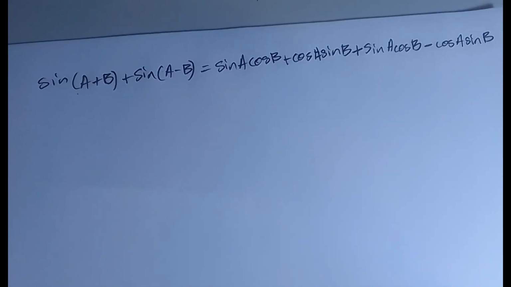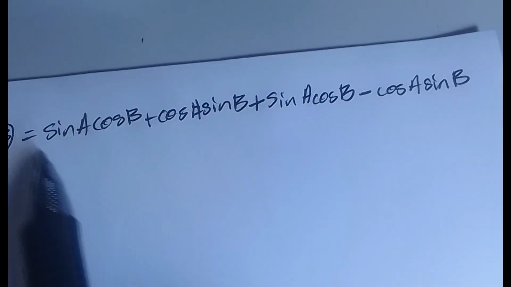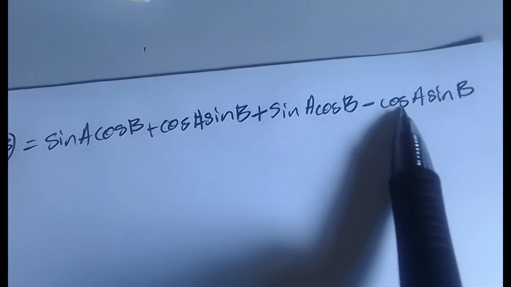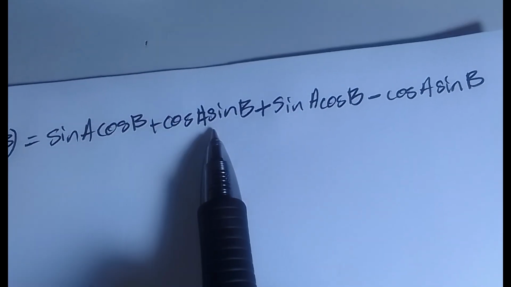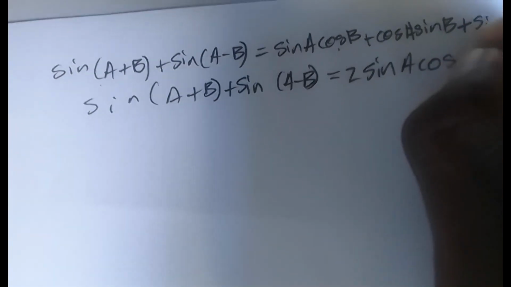Okay, now let's zoom into this chart. You see, you have sine A cos B, you have sine A cos B, so you have two sine A cos B's. You have cos A sine B, you have minus cos A sine B. You're taking this and subtracting it, so you have 0 for this. This goes away, and you have 2 of this only left. Now that's sine A plus B plus sine A minus B is equal to 2 sine A cos B.